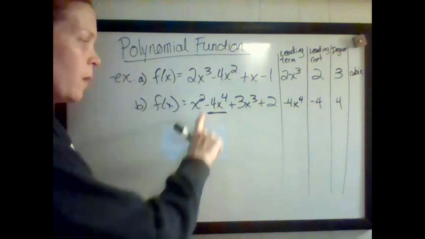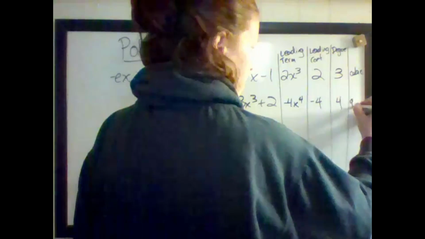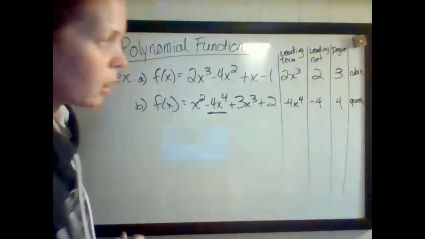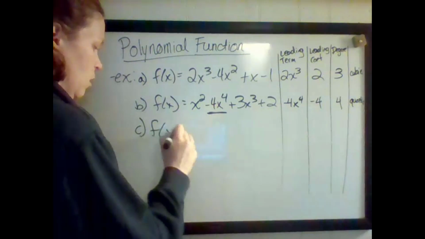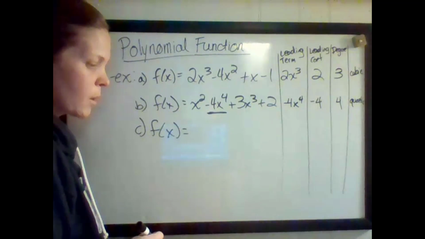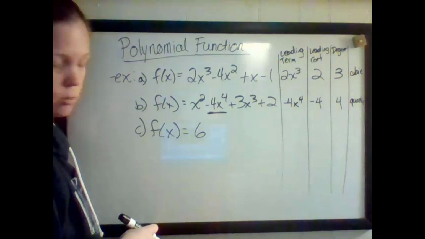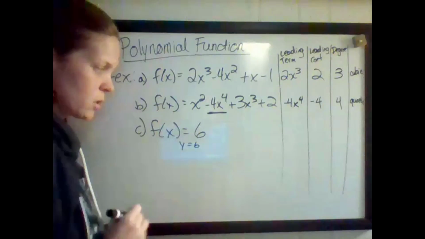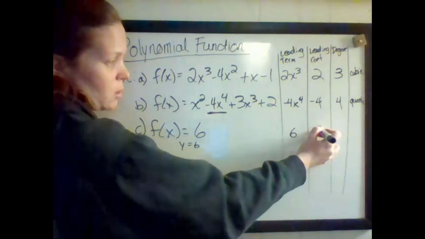And things that are degree 4 are called quartic, Q-U-A-R-T-I-C, since I wrote that a little squished. Okay, so anything degree 4 is quartic. How about f of x equals 6? That's it. Just f of x equals 6. And think about it, remember, f of x is just like y. Y equals 6. So the leading term is 6. The leading coefficient is 6.